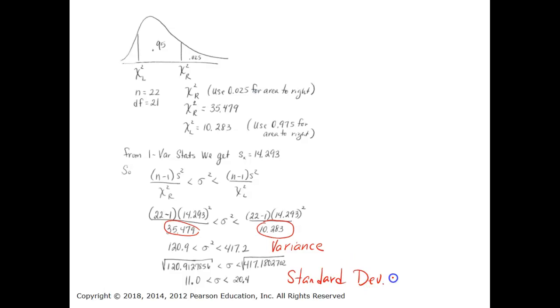Okay, so we would say we are 95% confident that the interval from 11 to 20.4 actually does contain the true value of the population standard deviation of IQ scores for medium lead exposure.